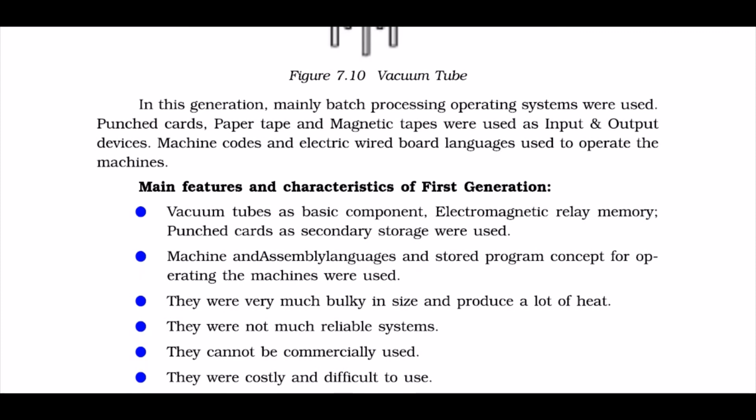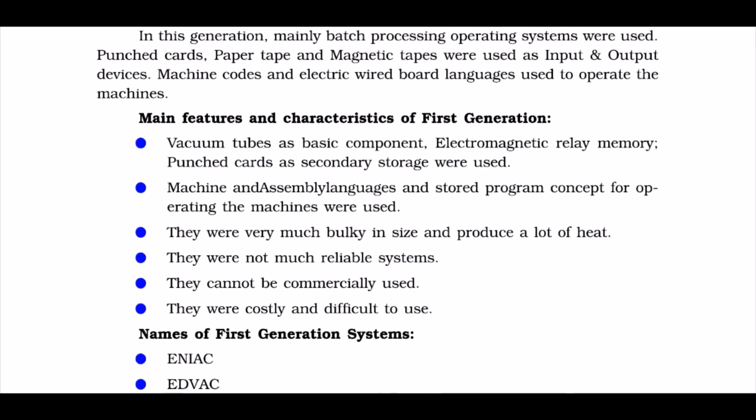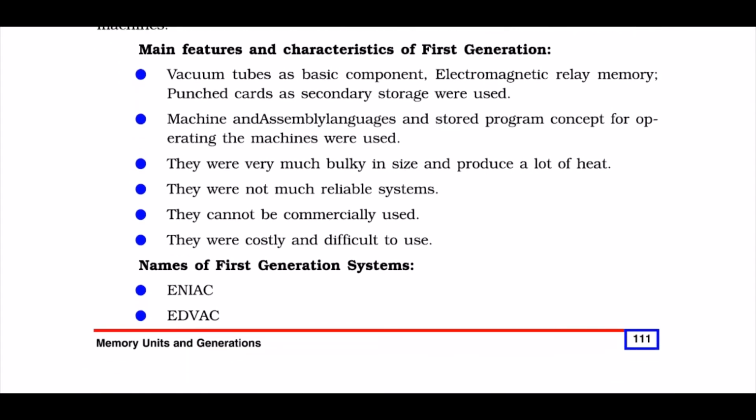In this generation, mainly batch processing operating systems were used. Punch cards, paper tapes and magnetic tapes were used as input and output devices. Machine code and electric wired board language were used to operate the machines. What are the main features? Vacuum tubes as the basic component, electromagnetic relay memory, and punched cards as secondary storage were used. The languages were only machine and assembly language, and the stored program concept was used for operating the machines.